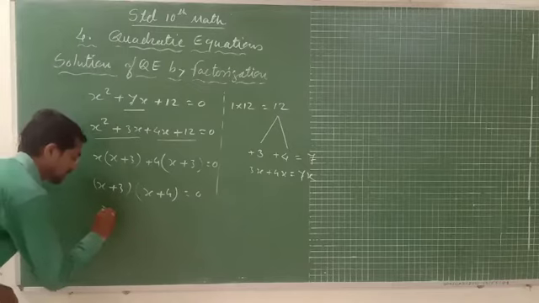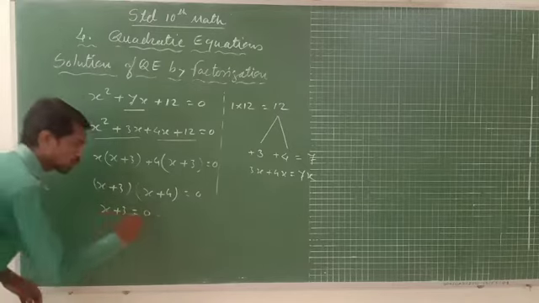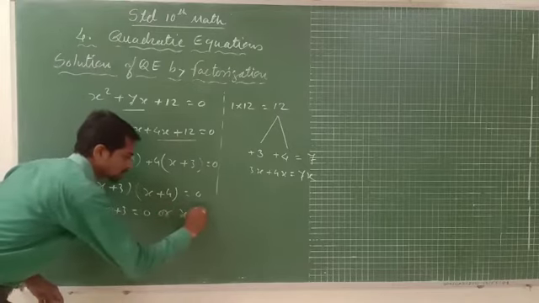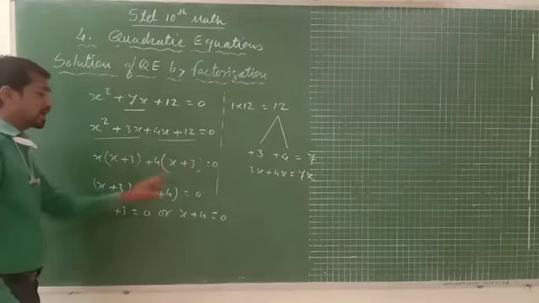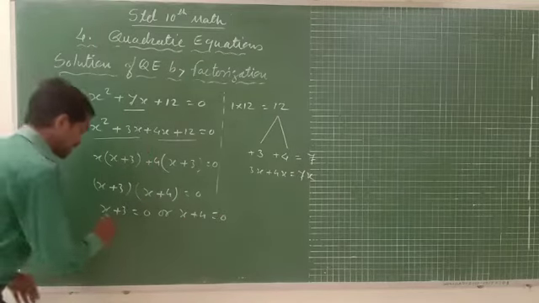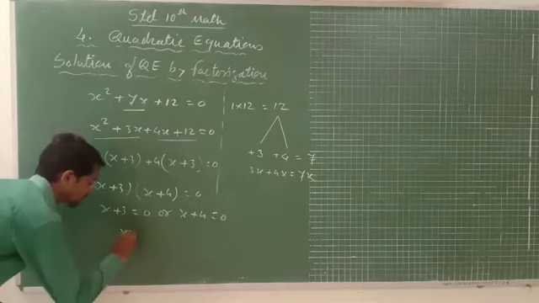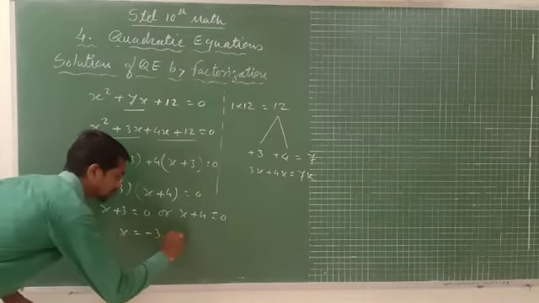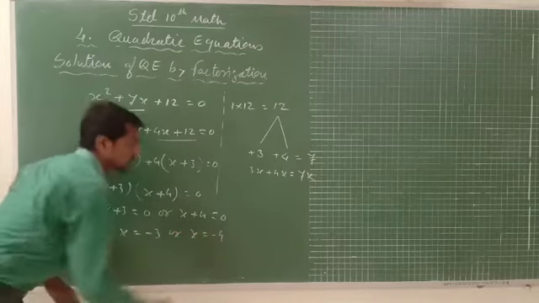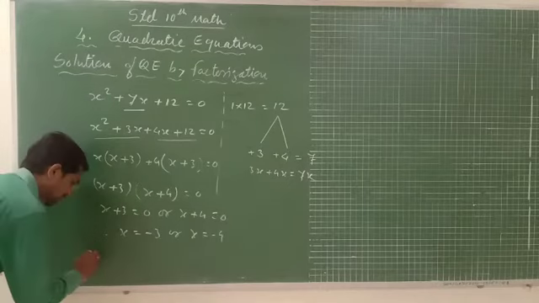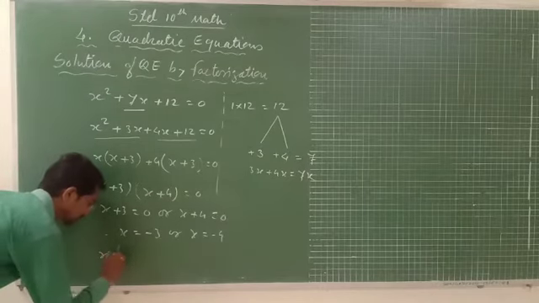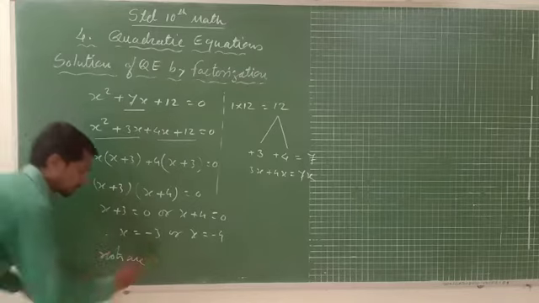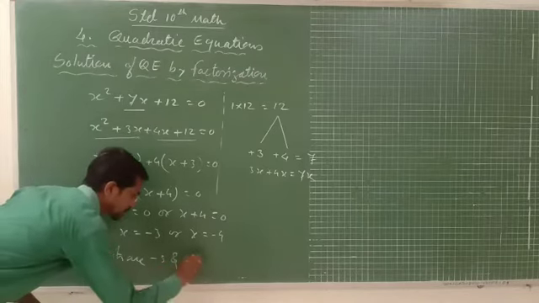So we can say x plus 3 is equal to 0 or x plus 4 is equal to 0. Then we get our product is what? 0. Okay. So what is x? Therefore x is equal to minus 3 or x is equal to -4. Okay, so therefore you can say the roots are -3 and -4.